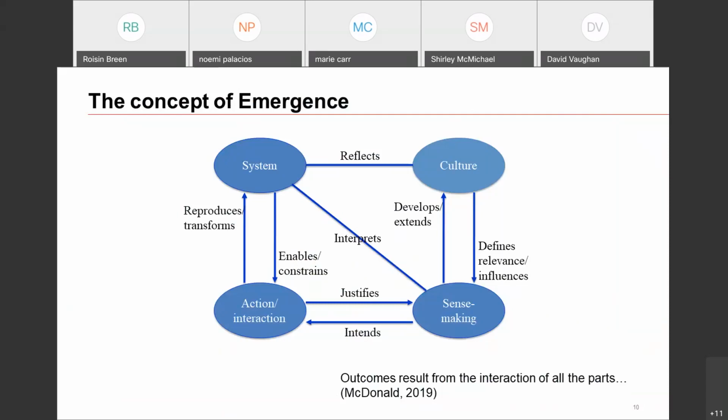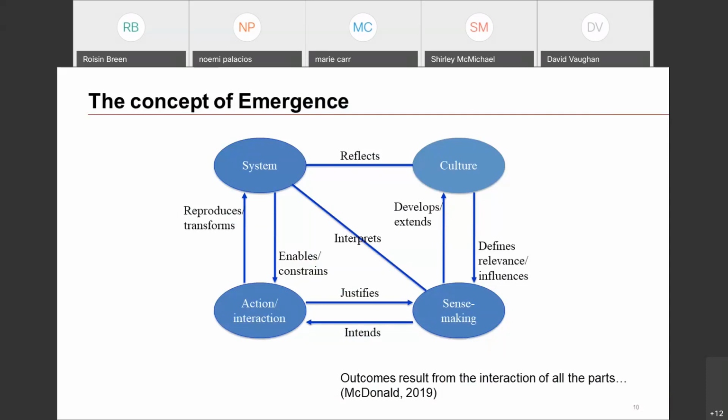When we try and make sense of our world, we make sense of it in the culture that we're in. So it's the organizational culture that we're embedded in. We act out of that understanding, and then our actions justify our understanding. Our actions, our collective actions, then produce the system. The system will always reflect the culture and reflect who's in it, so that's us within it.